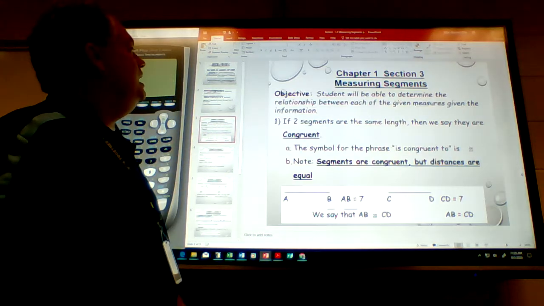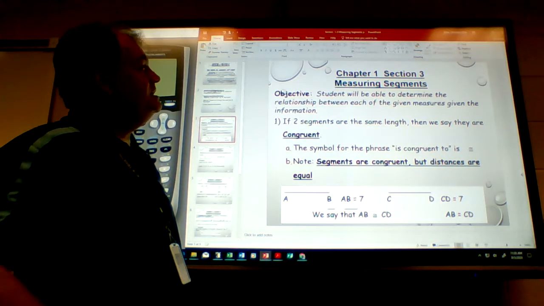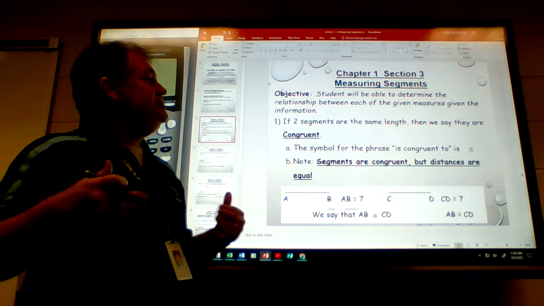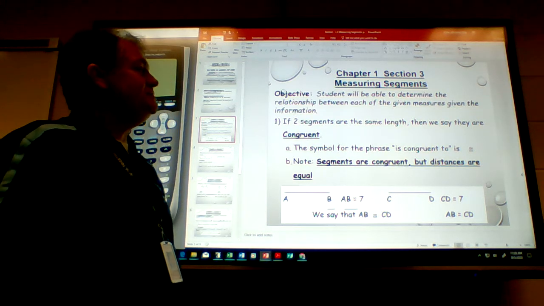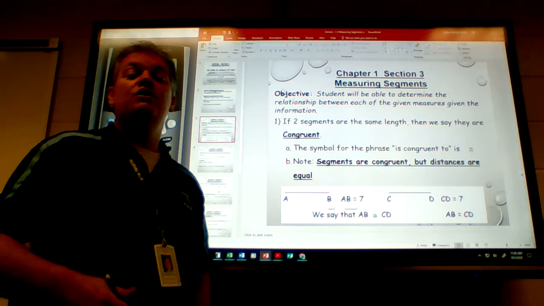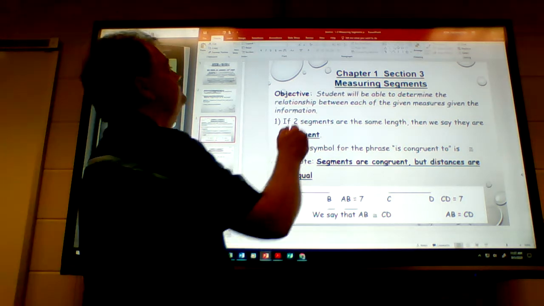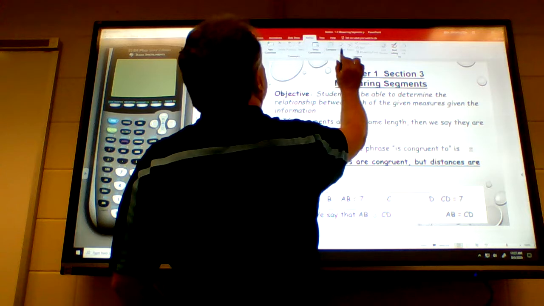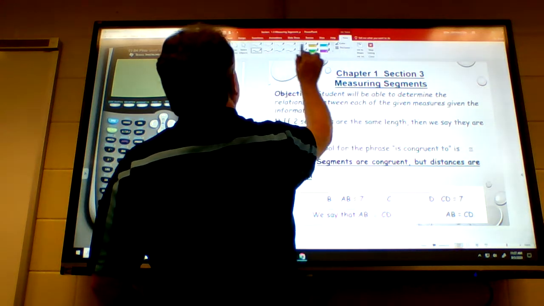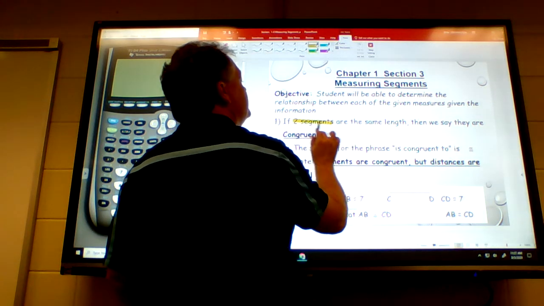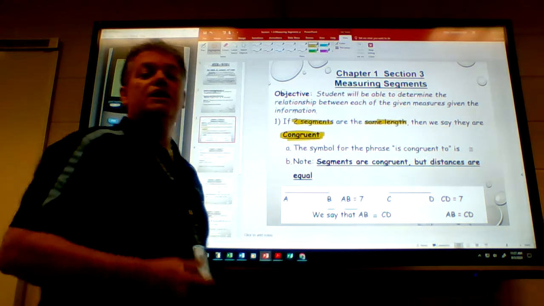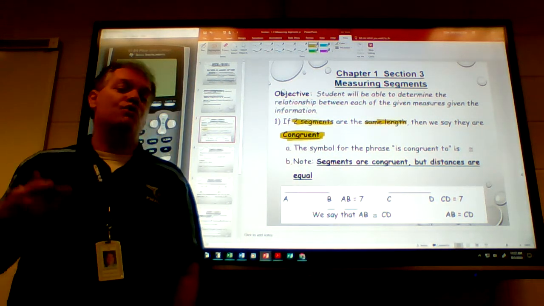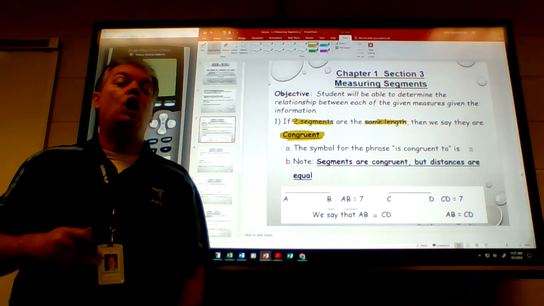Okay. All right. Now, today you'll be able to determine the relationship between each of the given measures given the information. So if two segments are the same length, we say that they are congruent. Two segments, same length, they are congruent. Congruent is a big word in geometry. We're going to be using that all throughout this class.